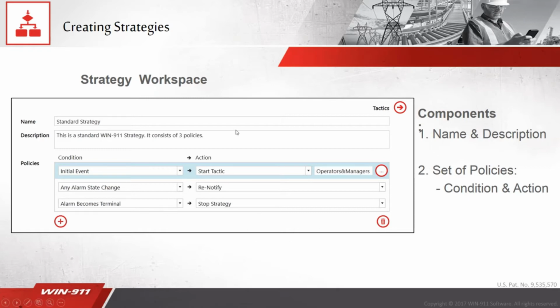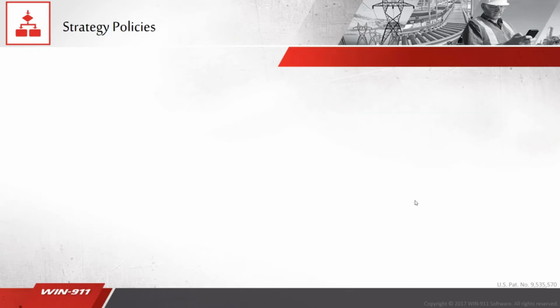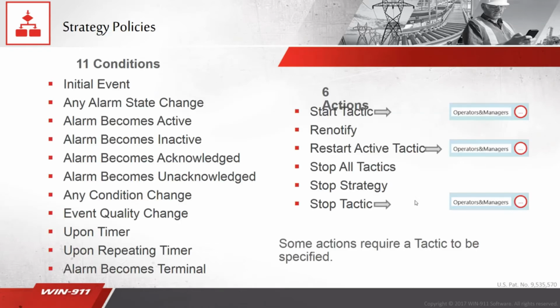2 parts here, your name and description, and then the actions and conditions upon which we need to react and respond. I'm not going to read all of these, but in general, you have 11 conditions you can set, and then 6 actions that can be taken. And then some of these will require a tactic to be specified as part of those actions, which you'll see a couple red dots there. Then you click on that and you can select a tactic to associate with that specific action there.